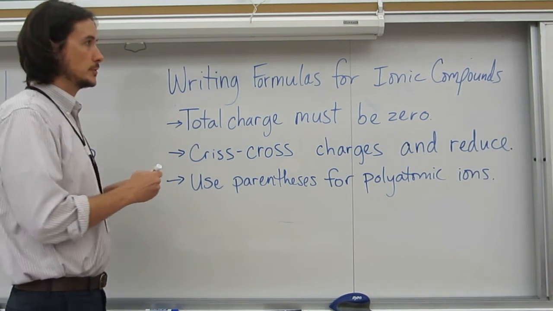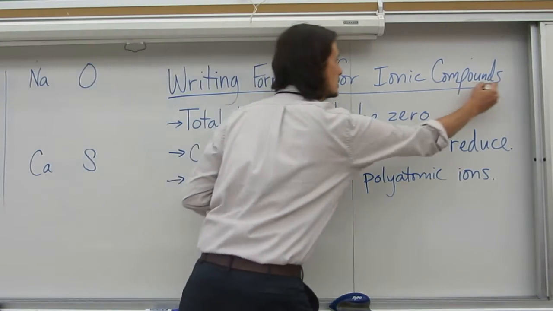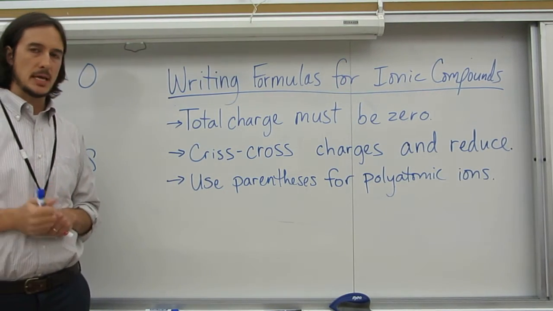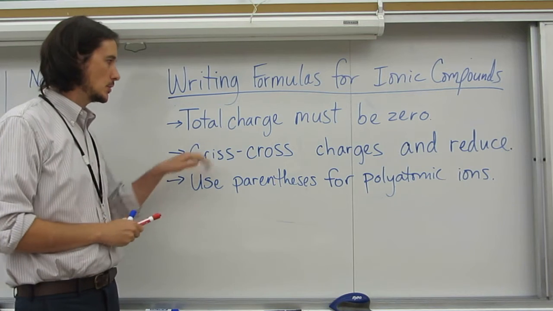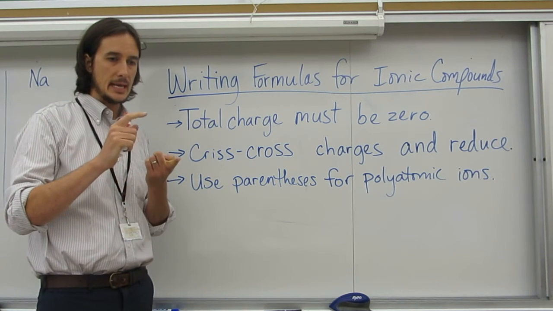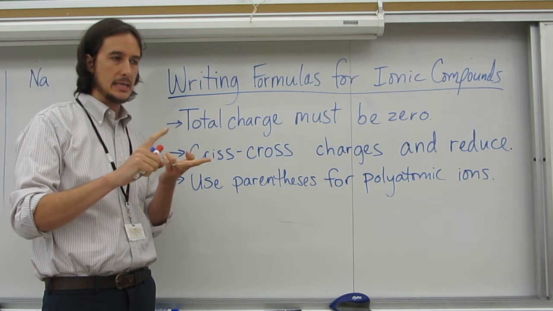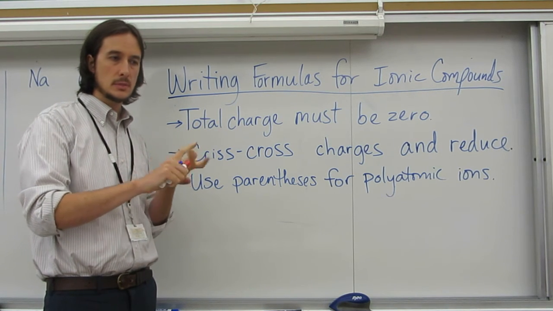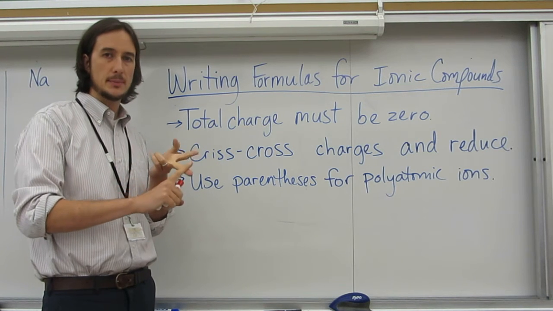So this is writing formulas for ionic compounds. Here's a couple rules, and I'll show you how to use it. If you have an ionic compound, that means you're going to have a cation and an anion. Cations are usually metals. Anions are usually nonmetals.